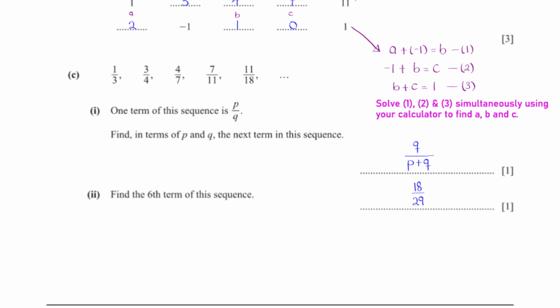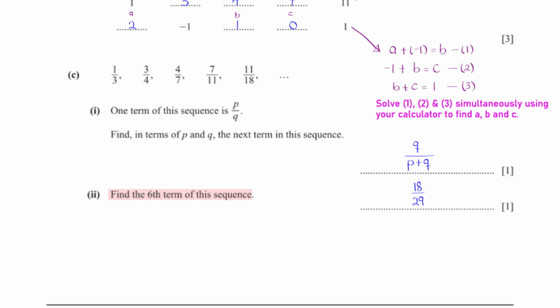One term of this sequence is P over Q. Find in terms of P and Q the next term in this sequence. To be able to find this, let's take a look at two consecutive terms in the given sequence. We notice that the denominator of the previous term becomes the numerator of the next term, and the sum of the numerator and the denominator of the previous term becomes the denominator of the next term. This means that if we have P over Q as a term in the sequence, the next term will be Q over P plus Q.